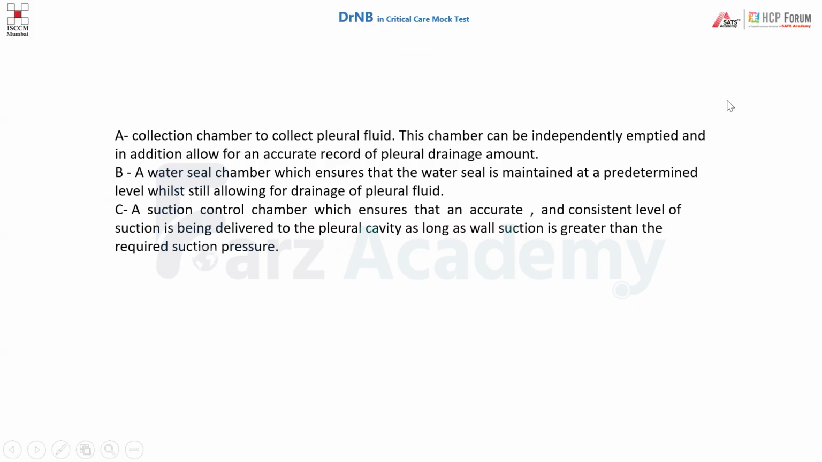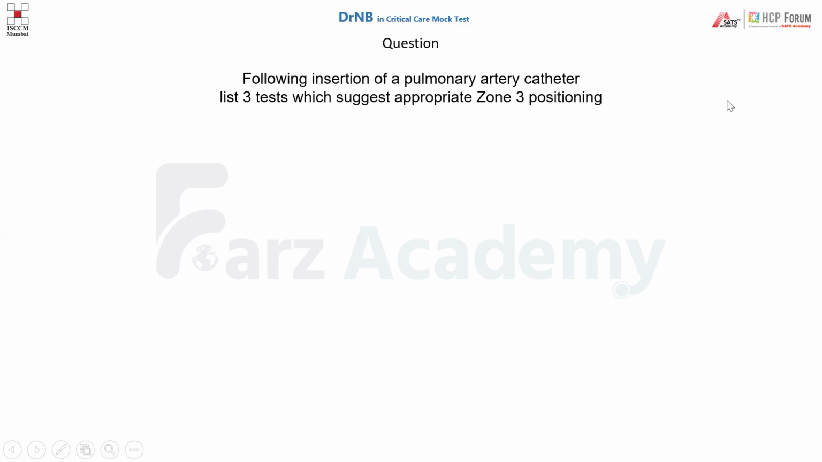So, how much is the suction pressure that is kept? 10 to 20 centimeters, 20 centimeters of water. Okay, 15 to 20 centimeters. If you keep too much pressure, what will happen? Chances of negative pressure pulmonary edema, the commonest complication.